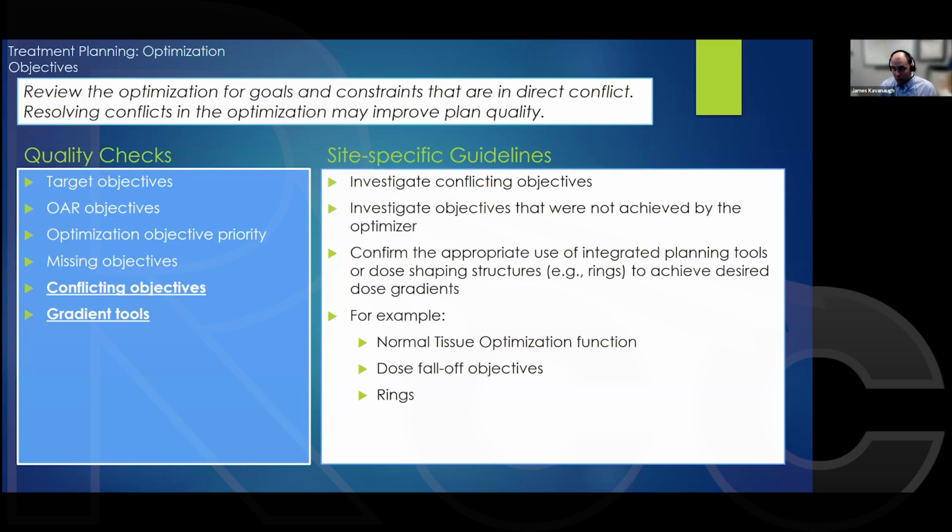Confirm that integrated planning tools or dose shaping tools such as rings are used appropriately, are created correctly, and help to shape the dose. For example, these may be NTO, the normal tissue optimization function. You have these rings, and you may have dose fall-off objectives that are specific within either specific OARs or specific directions. These are all shaping tools that control the rate of fall-off.